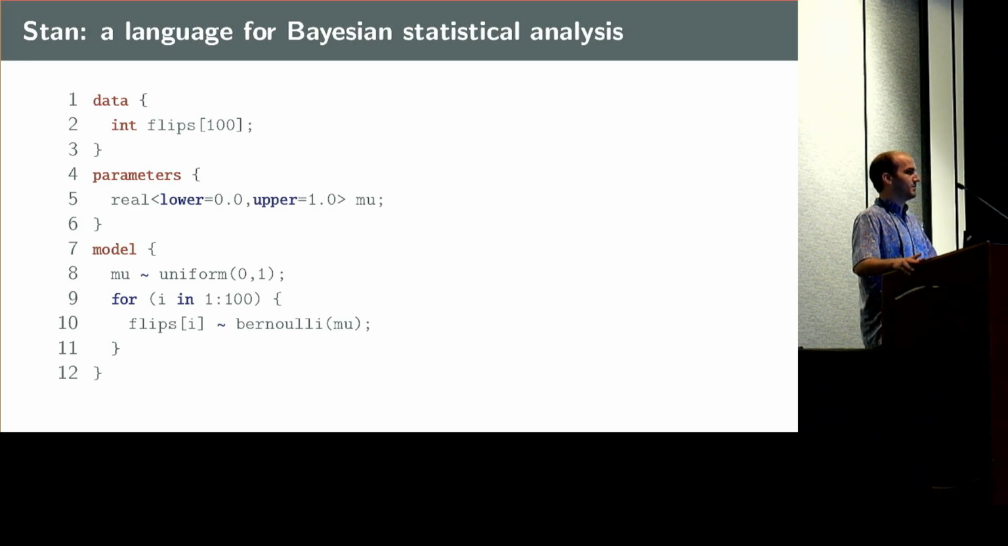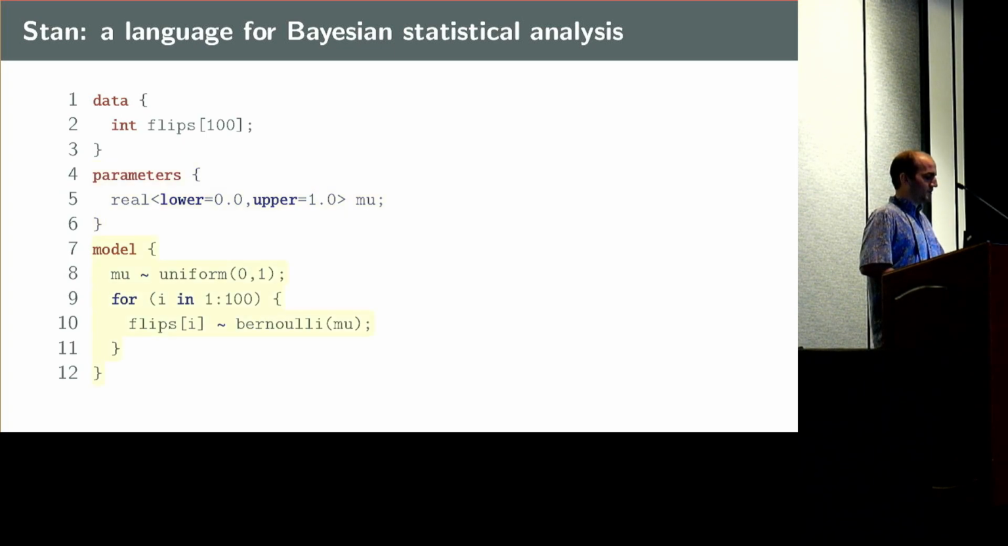Let's imagine that I wanted to analyze a data set of 100 coin flips and try to make inferences about the bias of the coin. On the slide here is a simple Stan program that will help me do just that. I start by declaring the format of the data that I'm trying to analyze, here saying it's an integer array of 100 flips. Then I declare the unknown parameters I want to make inferences about. Here, mu will be the bias of the coin, so I specify that it's a real number constrained to lie in the unit interval 0, 1.